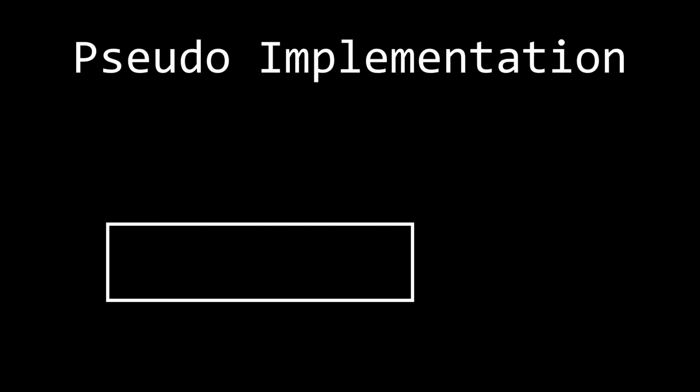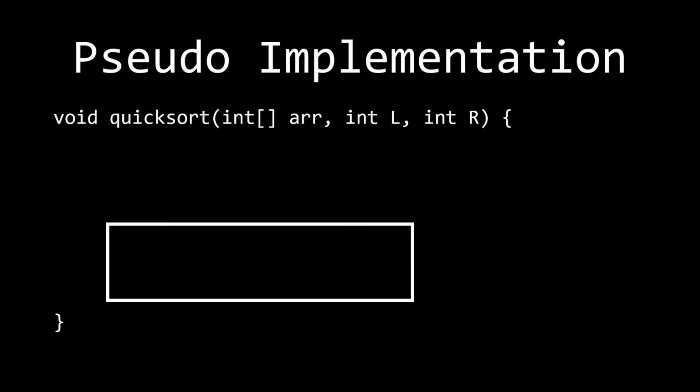The first thing to note is that it's going to be a recursive method. So the first thing that we should have is our method header. It's going to be void because it's going to sort my array for me. We're going to pass in the array that we want to sort, the left boundary, and the right boundary. These are the pointers pointing to the specific subarray that I want sorted.